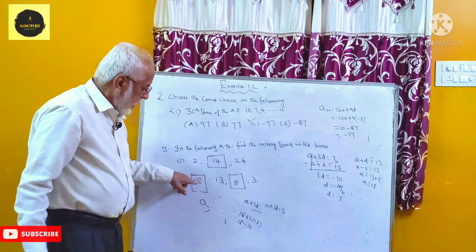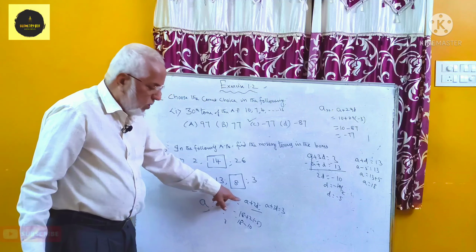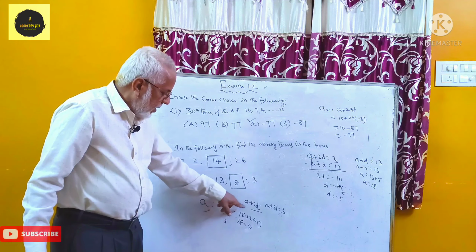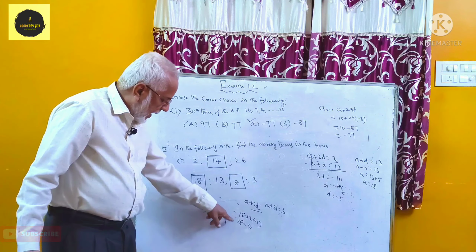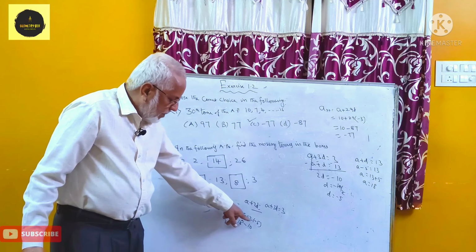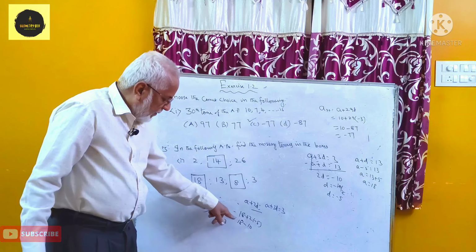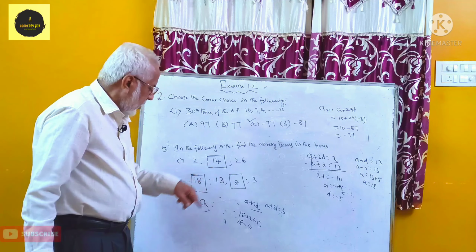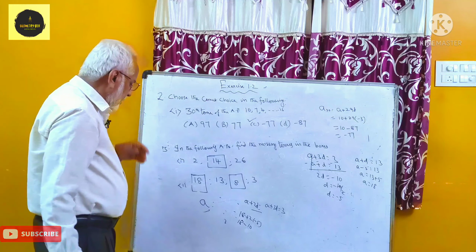Third is A plus 2D. A plus 2D means write down the value of A, it is 18 plus 2 into D. D is how much you got? Minus 5. Then 18 write as it is, then multiply, plus into minus is minus, 5 twos are 10. Subtract 10 from 18, you will get 8. So this is how we have to find the missing term in the box.